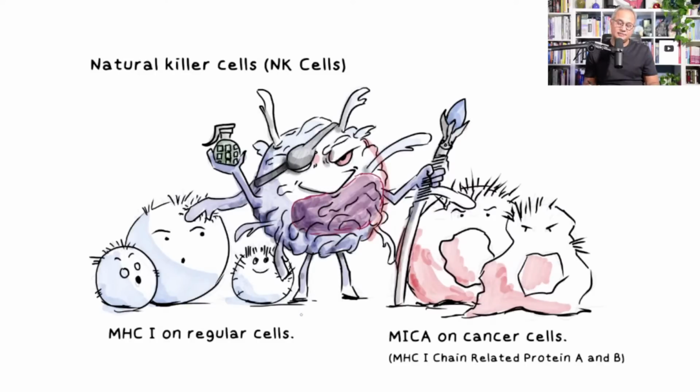Natural killer cells also can sense the presence of these proteins. Here on the regular cell, they are sensing the absence of the proteins. On the cancer cells, they are looking for the presence of the MICA proteins or MICB proteins. In either way, if on a regular cell MHC1 is less, or if on a cancer cell MICA is present, then the natural killer cell is a natural killer. It is going to kill them right on the spot. It's not going to wait for anyone. It's going to kill them right there.